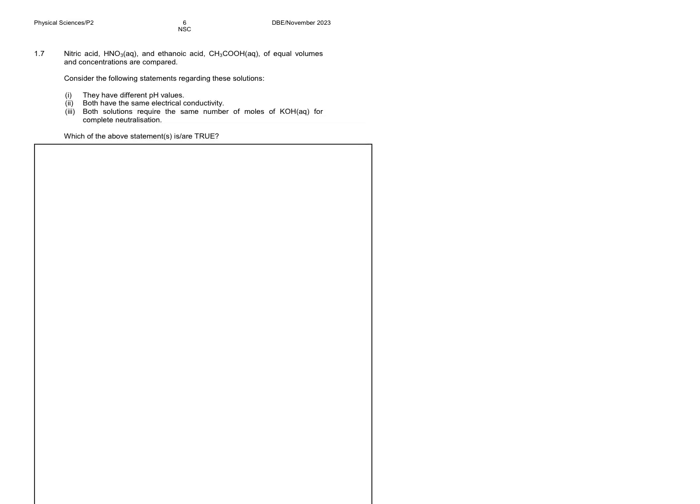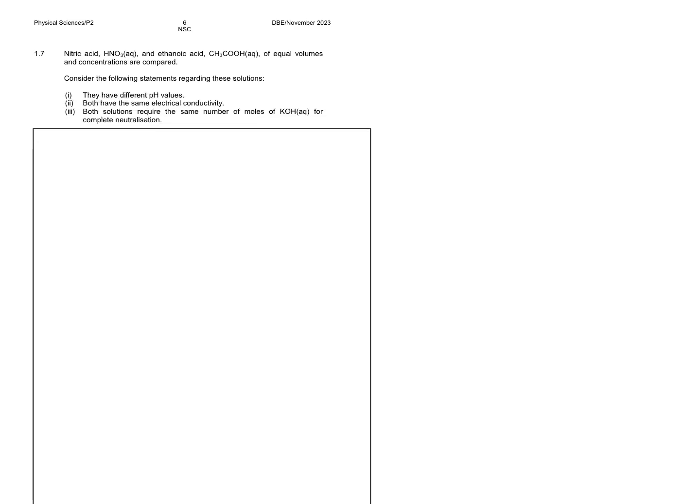Okay, so 1.7 is for acids and bases, and what they say is that nitric acid and ethanoic acid of equal volumes and concentrations are compared. Now, you need to remember, in general, HNO3, HCl, H2SO4, those are the strong acids. So those three are strong. So this is a strong acid. All of the organic acids are weak. But if you can just remember these three are strong, any other acid you can assume is weak in general.